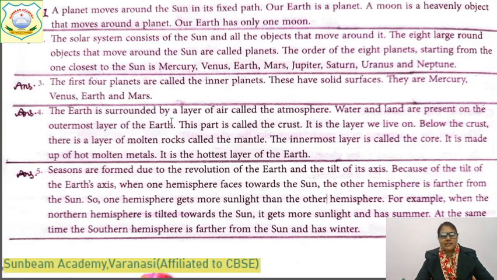जो सबसे बाहरी लेयर होता है अर्थ का, उस पे क्या होता है? वाटर एंड एयर प्रेजेंट होता है. और this part is called crust. ये पार्ट क्या कहलाता है? क्रस्ट कहलाता है. It is the layer we live on, जिसपे कि हम लोग रहते हैं. Below the crust there is a layer of molten rock that is called mantle. And the innermost layer is called the core. It is made up of hot molten metals. And this is the hottest layer of the earth. ये सबसे ज्यादा गर्म लेयर होता है.